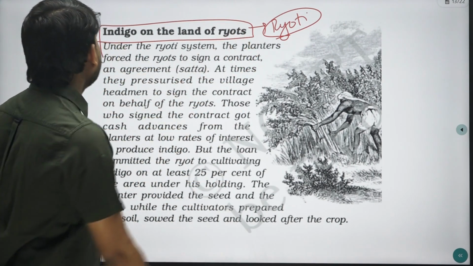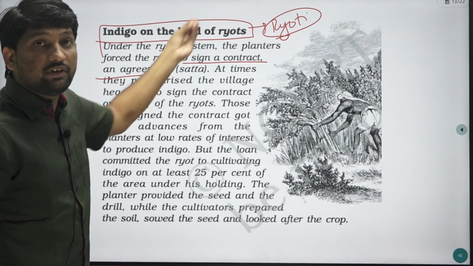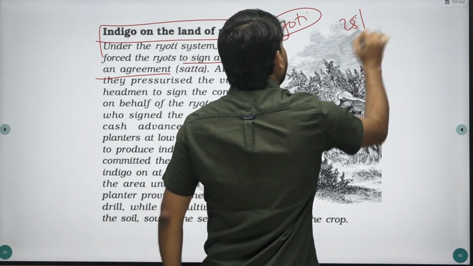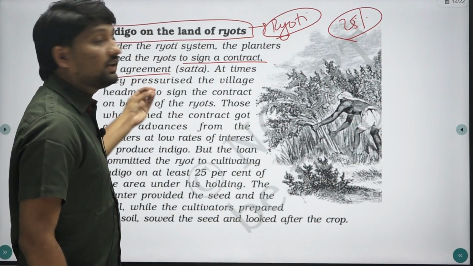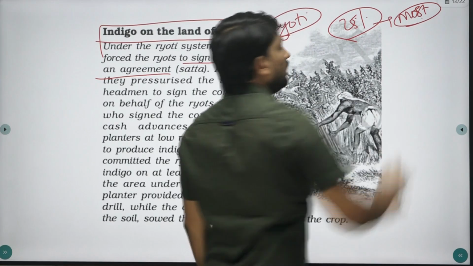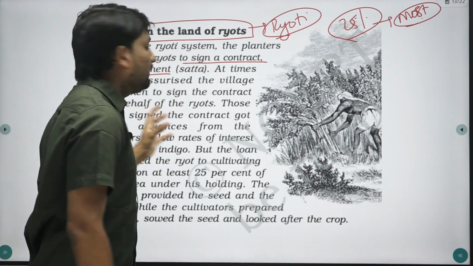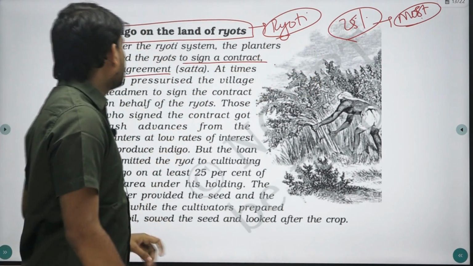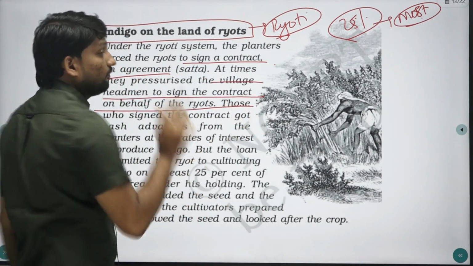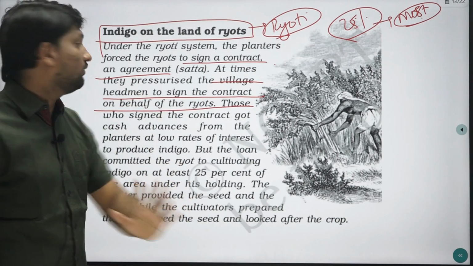Under the Ryoti system, the planters forced the Ryot to sign a contract, an agreement, that they would cultivate indigo on a minimum of 25% of the area, and most of the time they forced these cultivators that this 25% should be the most fertile. Among the available land with the cultivator, the 25% on which indigo was cultivated should be the most fertile. At times they pressurized the village headman to sign a contract on behalf of the Ryot.